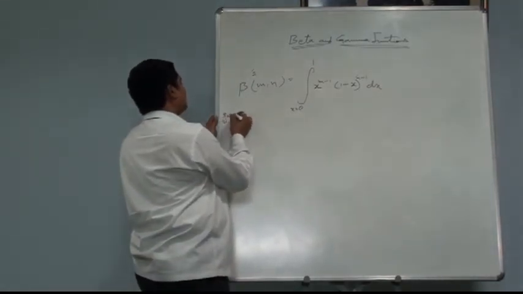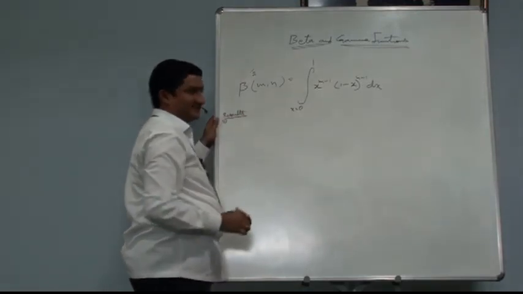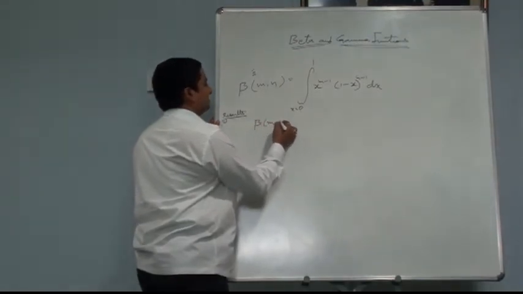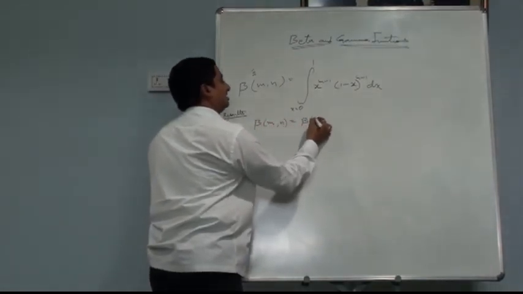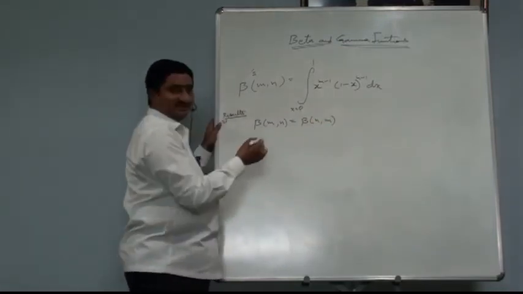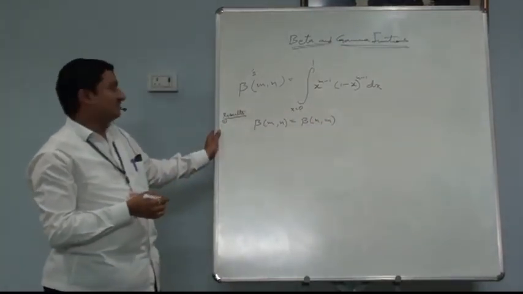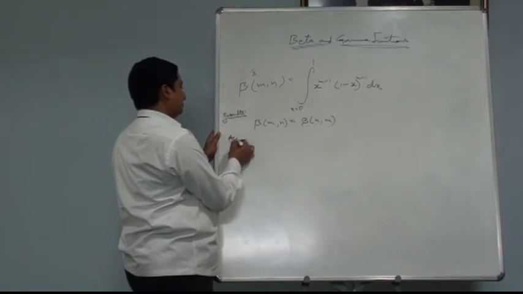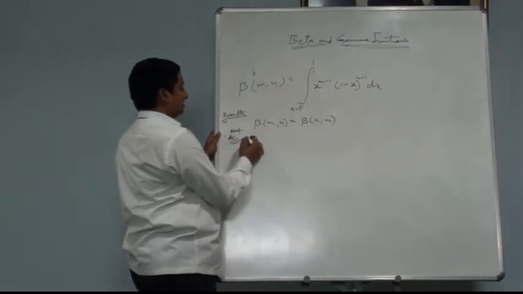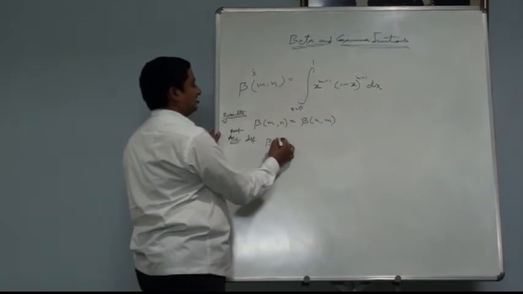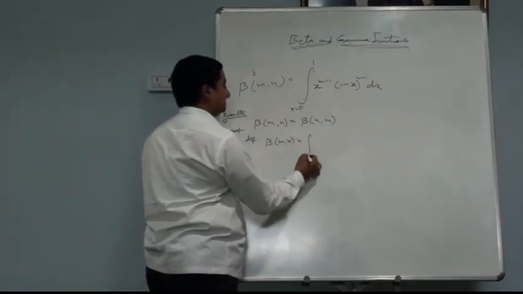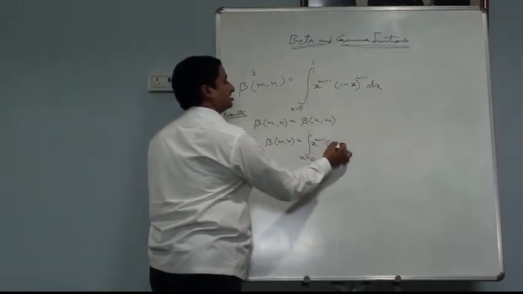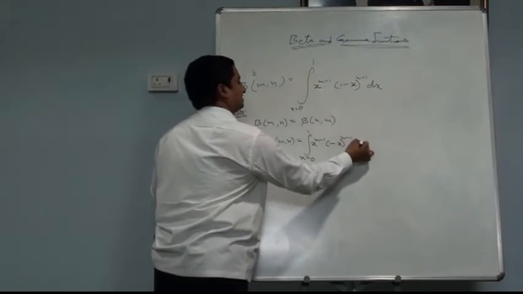Now let us see some results related to this. The first result or property is the symmetric property. Beta of m comma n is equal to beta of n comma m. As we interchange the positions of m and n, there will be no effect on the overall result. I'll give you the proof for this. According to the definition, beta of m comma n is equal to the integral from x equals 0 to 1 of x power m minus 1 into 1 minus x whole power n minus 1 dx.